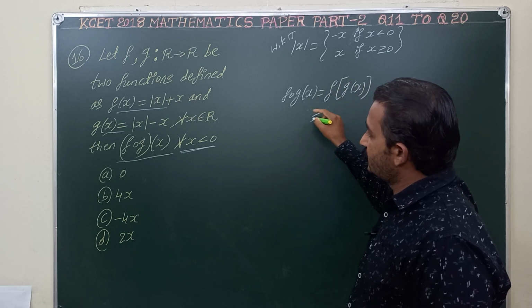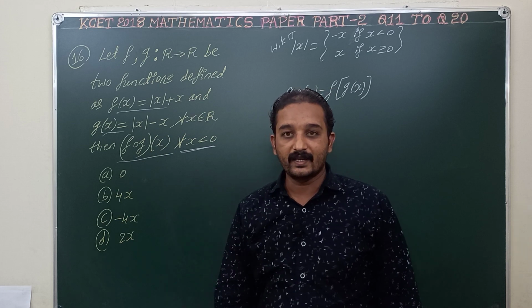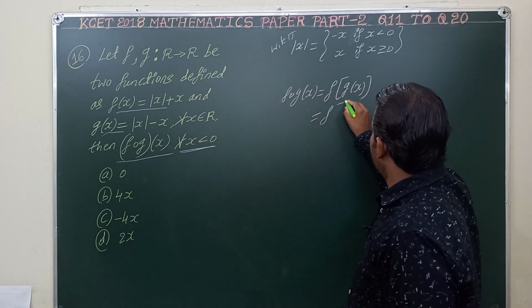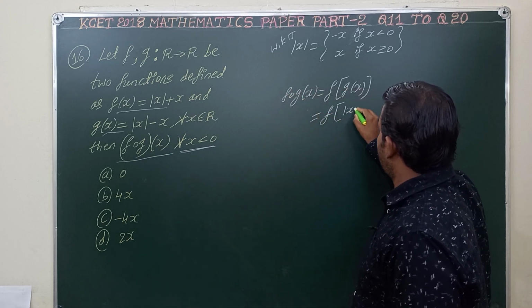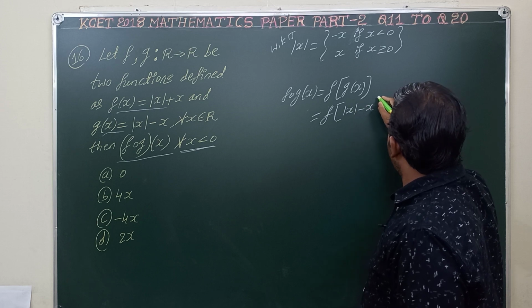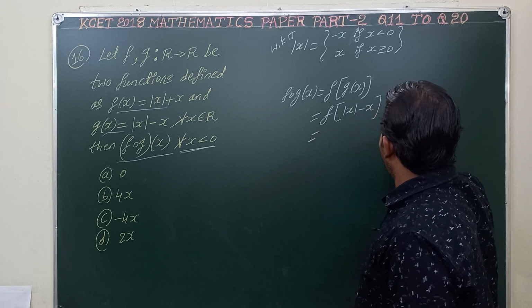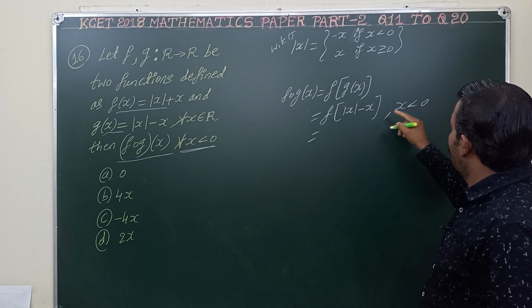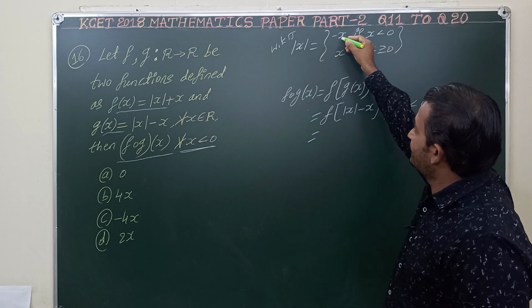So in this case, G of x is what? Modulus x minus x. Put in the place of G of x, modulus x minus x. In this case x is less than 0. So x is less than 0, and modulus x becomes what? Minus x.